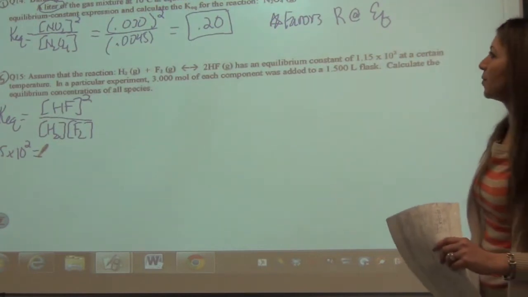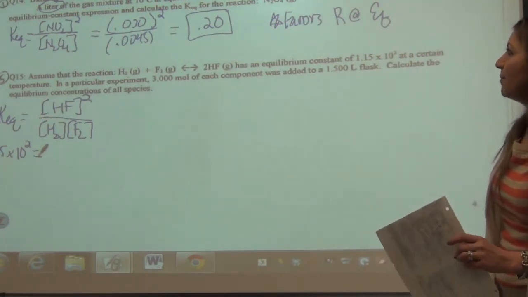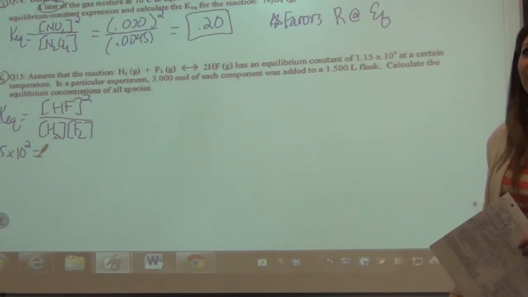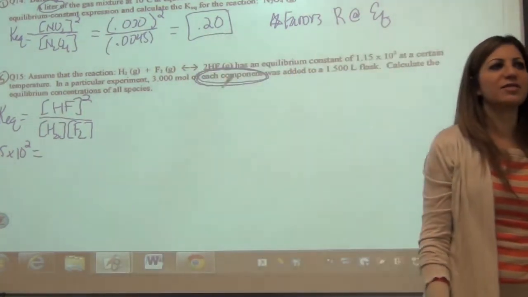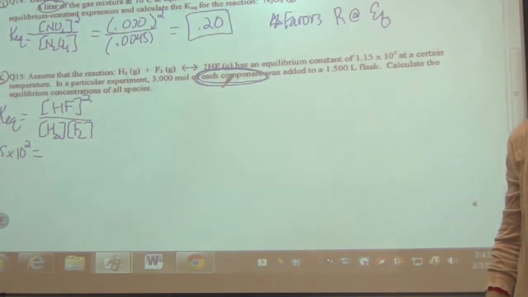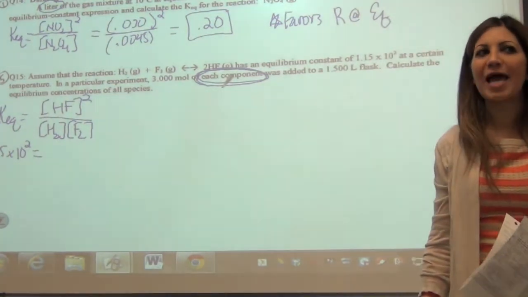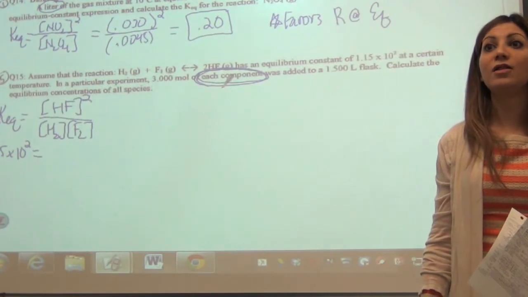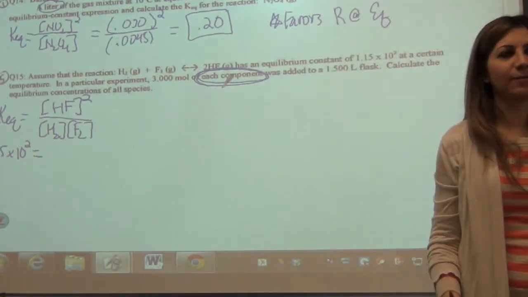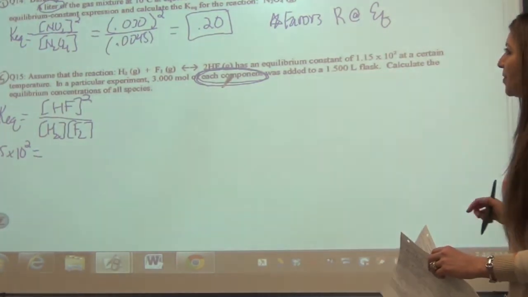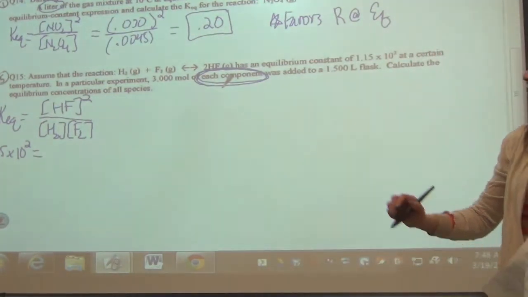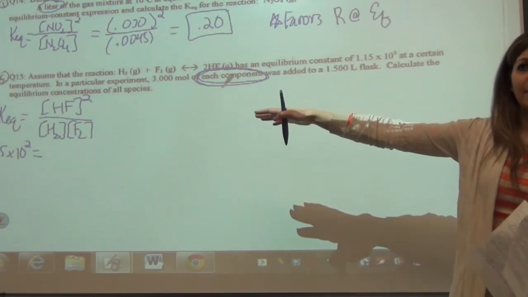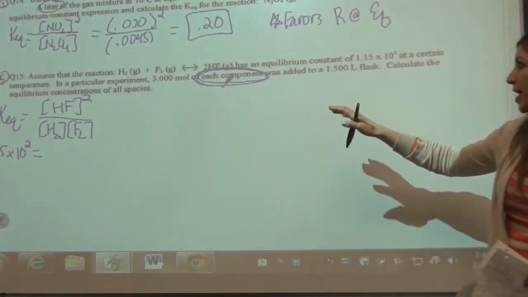In a particular experiment, 3 moles of each component was added to a 1.5 liter flask. This is really important. Each component, each substance. What do they mean by each component? They didn't say each reactant. They're all, all of them. And that's really important, okay? So all of them are being added in. Are we at equilibrium? No, we're not at equilibrium. We want to figure out what happens at equilibrium. So we're not at equilibrium yet, okay?